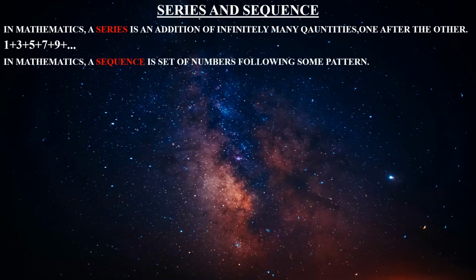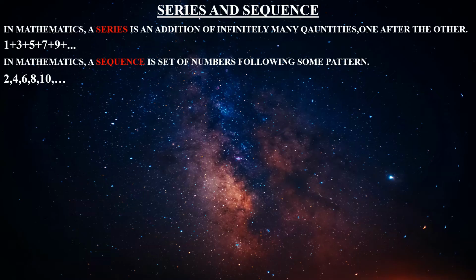Then we have the definition of a sequence. It's a set of numbers following some pattern. The sequence does not have addition, whereas in a series we're adding those terms. So you can see we have 2, 4, 6, 8, and we're going to go to 12, 14, 16, and so on. When you put an addition sign between the numbers, we have a series. It can be positive or negative.